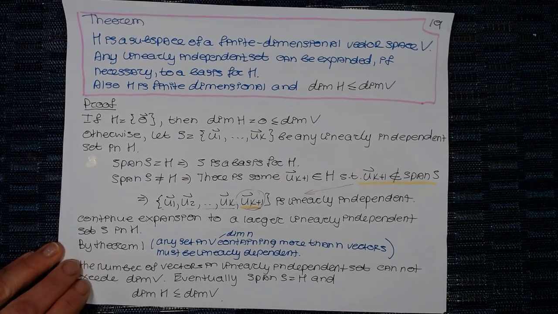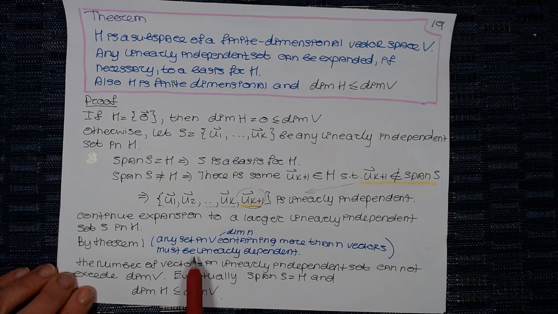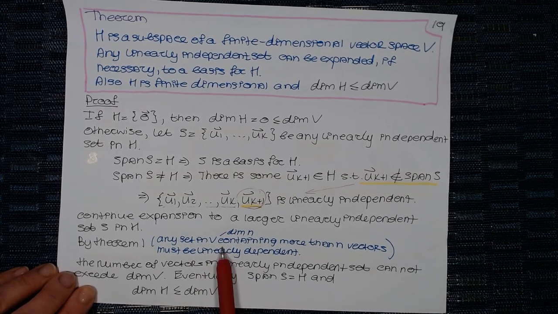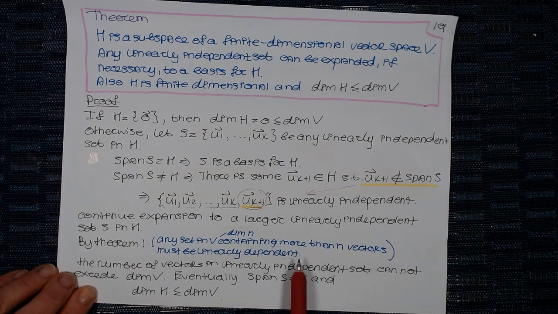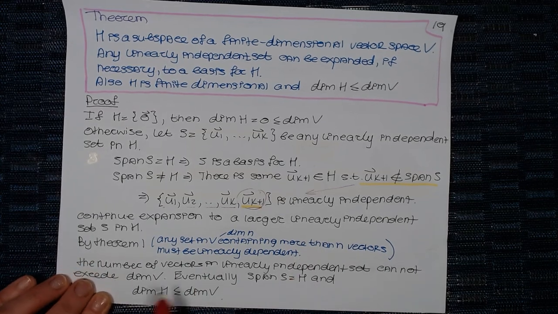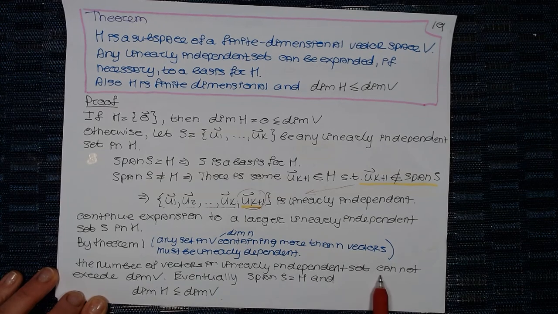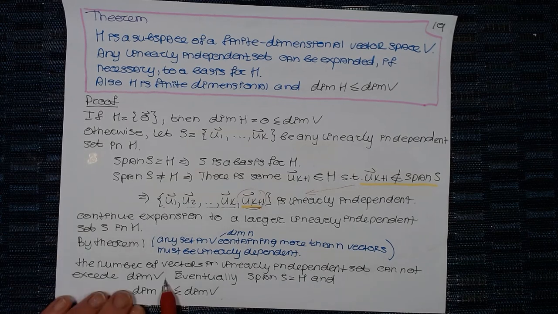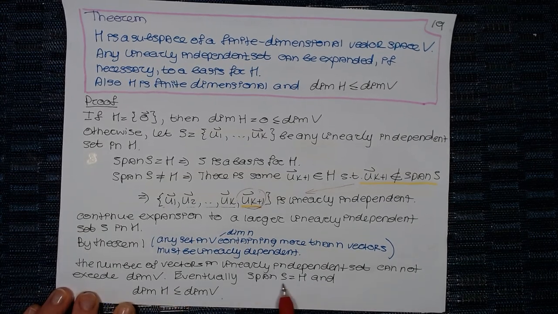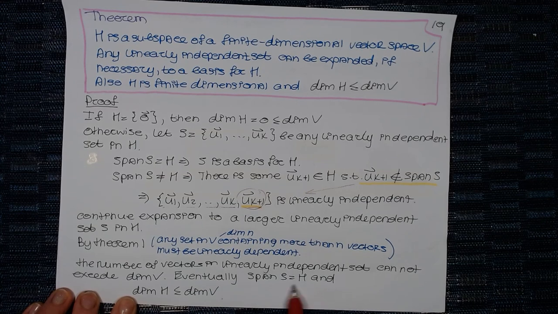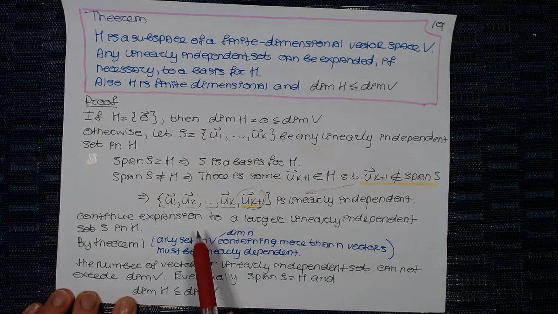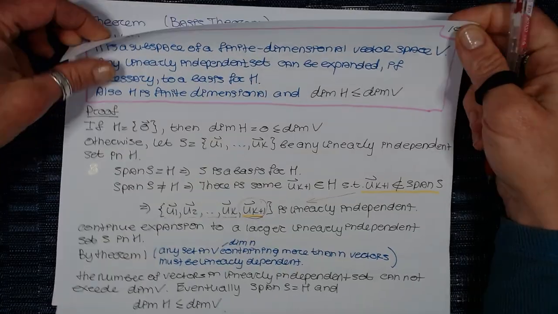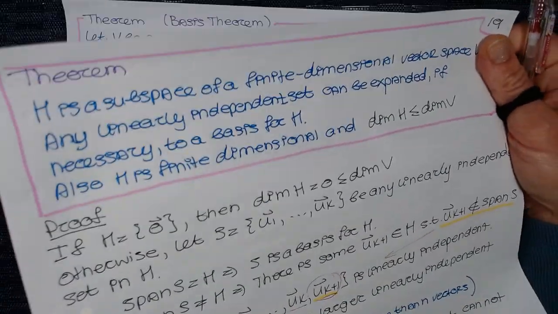Then by theorem 1, any set in V of dimension n containing more than n vectors must be linearly dependent. So the number of vectors in a linearly independent set cannot exceed dimension V. When I continue this procedure, eventually span of S will be equal to H, and the dimension of H has to be less than or equal to dimension V, because otherwise my set of those vectors u will be linearly dependent. That basically concludes the proof of this theorem.